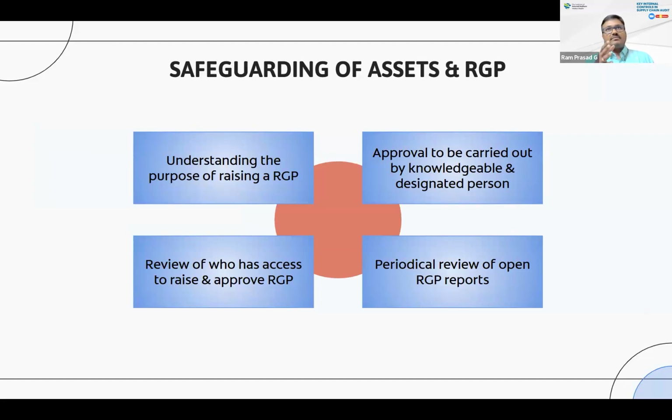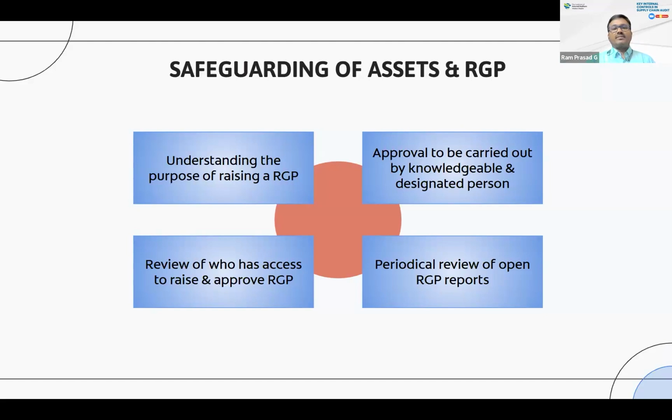So here we need to have a proper system. We need to understand the purpose of sending a particular asset out, and whoever is sending it and whoever is approving it should be knowledgeable. The designated person should have an idea of why this particular thing is going out, and a proper date by when the asset will be received back should be very clearly called out.